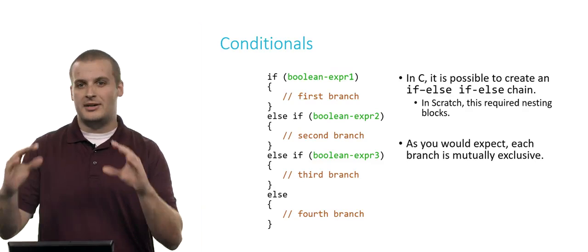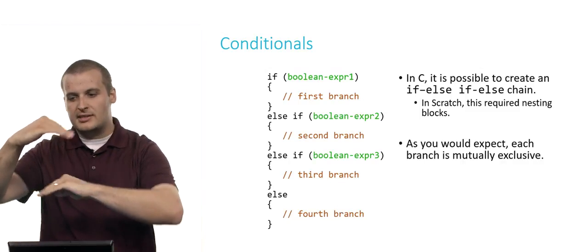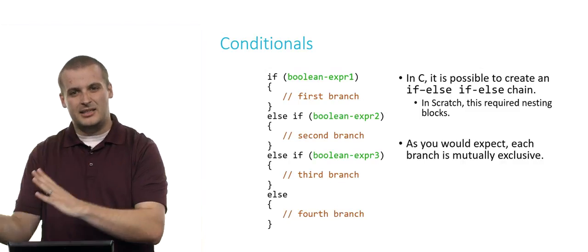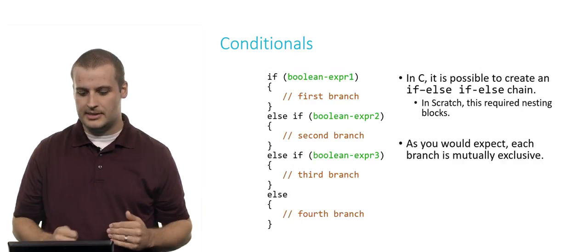In C, it's possible to create an if, else chain. And in fact, you could have if, else if, else if, else if, and so on and so on and so on. In Scratch, this required nesting the blocks. You had an if else, and then you had to put another one inside of the else, and so on and so on. It got kind of nested and complicated. But in C, we don't have to do that. We can actually just have it be a chain like this.